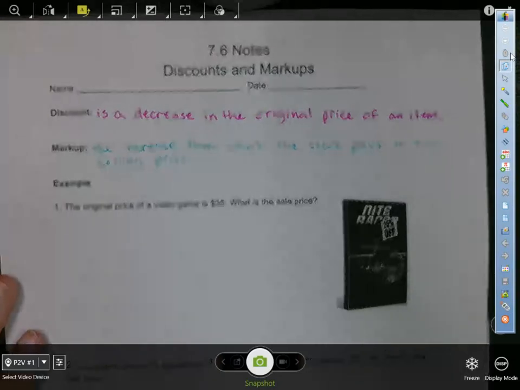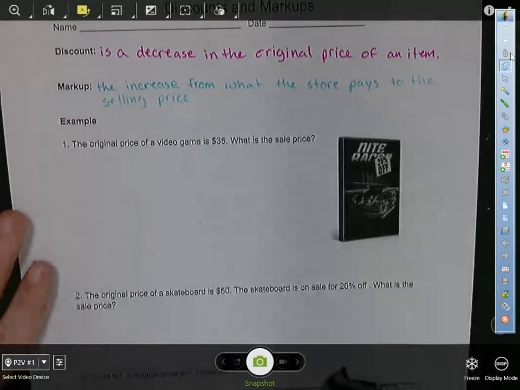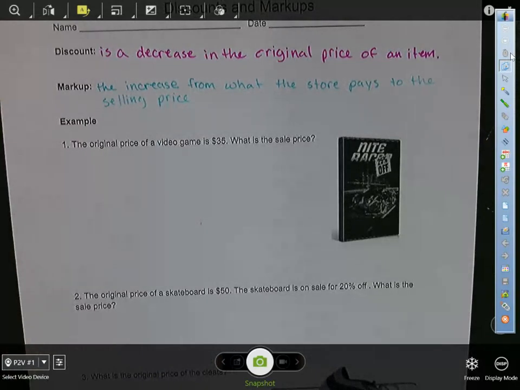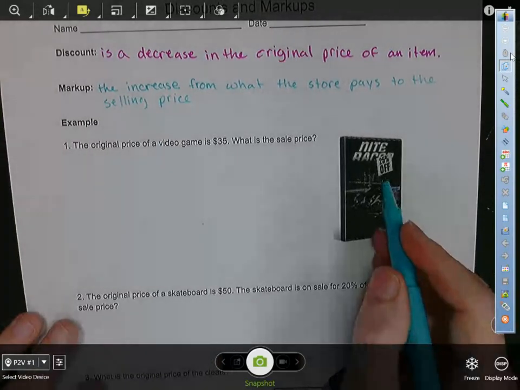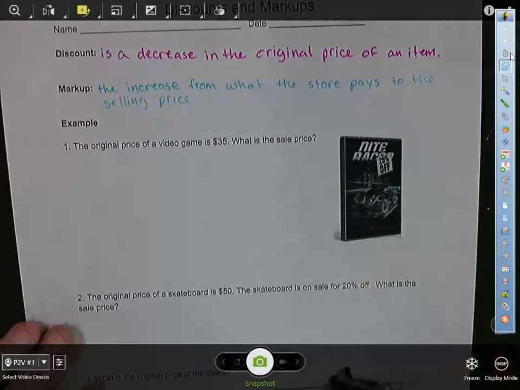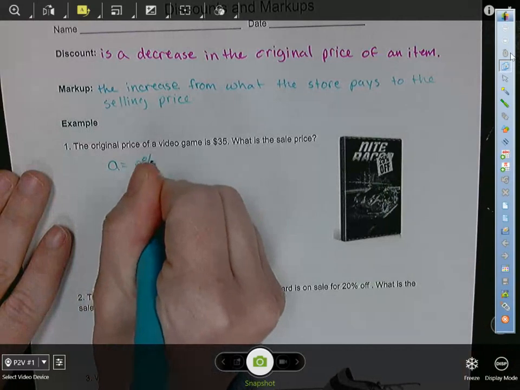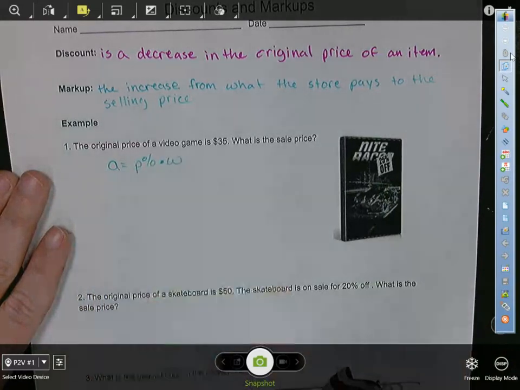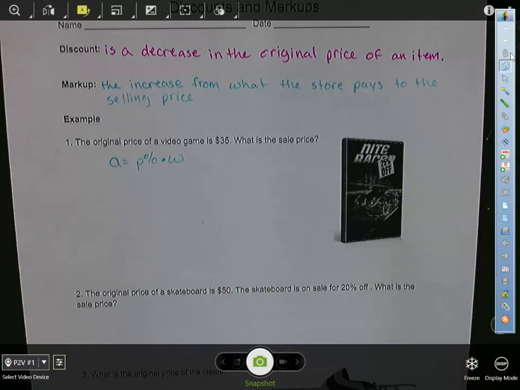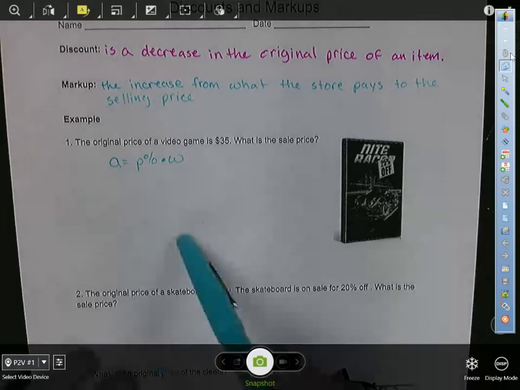All right, so example, it says the original price of a video game is $35. What is the sale price? Well, it says it's 25% off. Okay, so you can write the percent equation. Okay, so A equals P percent times W, or you could use the proportion A over W equals P over 100. Either way is fine.